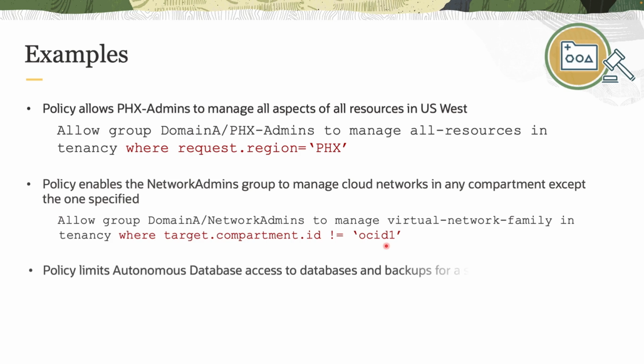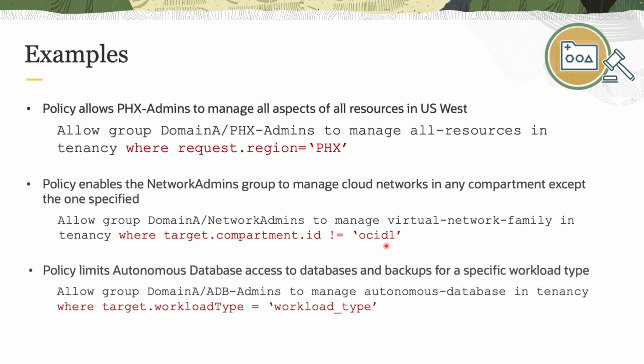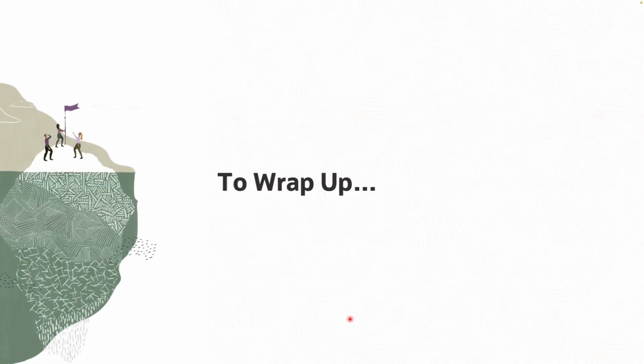In the next example, you are allowing the group autonomous database admins to manage autonomous database where the target workload type can be OLTP, data warehouse, or autonomous JSON database. So to wrap up, I hope you got to know how to use the where clause for adding conditions to a policy. We will see a quick demo of the same to see how it works on the console.